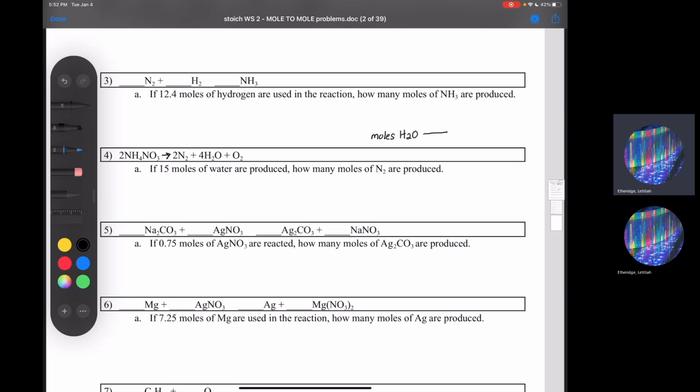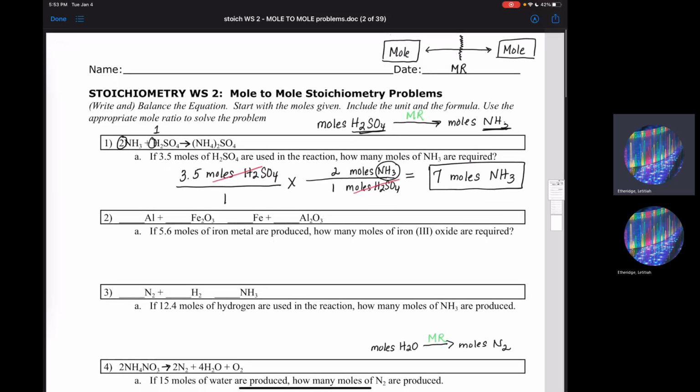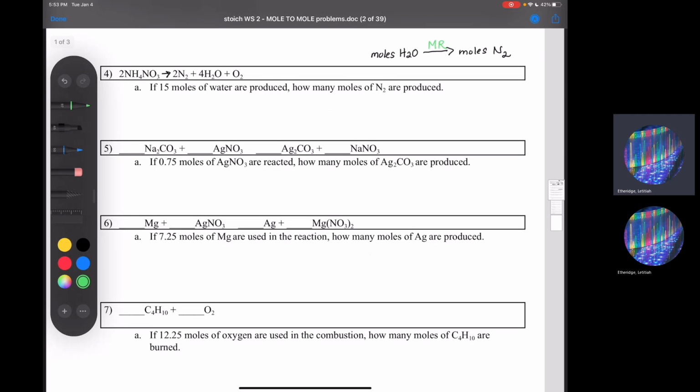And then it's asking us how many moles of nitrogen are produced. Okay, so once again, you're converting from moles to moles. Remember, converting from moles to moles, you are going to use the molar ratio. So that's what I have depicted right there. So let's write it out. We are starting with 15 moles of water. Remember, what you know, put it over 1. And now you need to figure out what conversion factor to use.